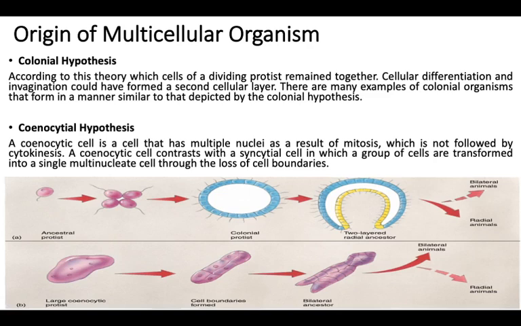Now there are two hypotheses. The first foremost hypothesis, the colonial hypothesis, says that unicellular organisms live together and form a colony. So the level of organization begins from this stage.